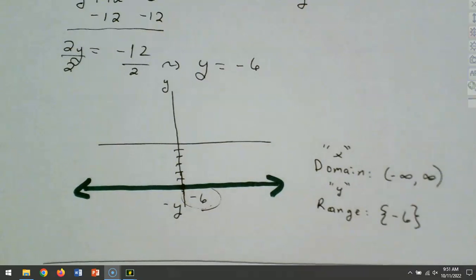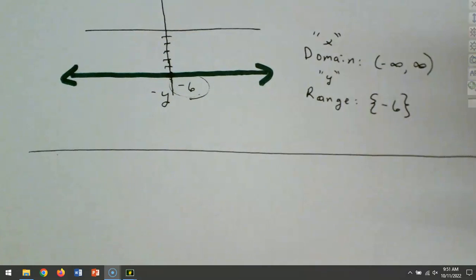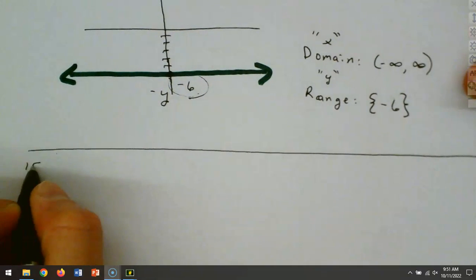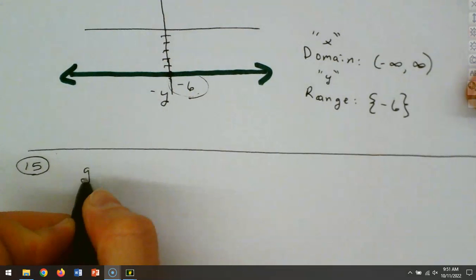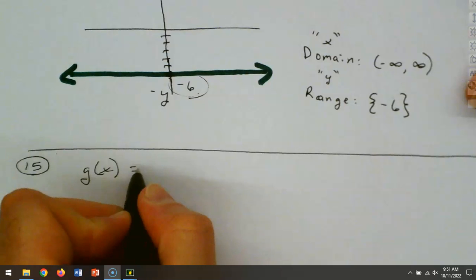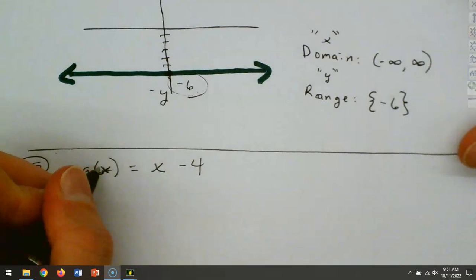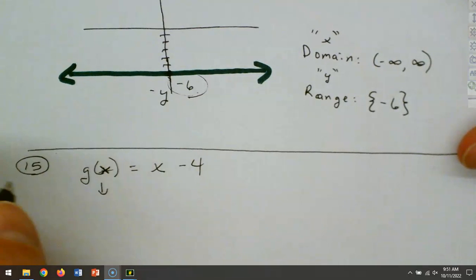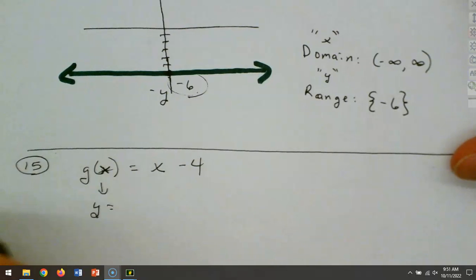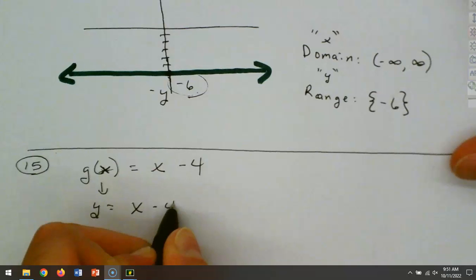Question 15 is the last one. And we want to give the domain and the range and also sketch the graph. So 15, we've got g of x equals x minus 4. Now, sometimes it's helpful to remember that any function, h of x, g of x, f of x, okay, that's going to be y. So this is the same as saying y equals x minus 4.